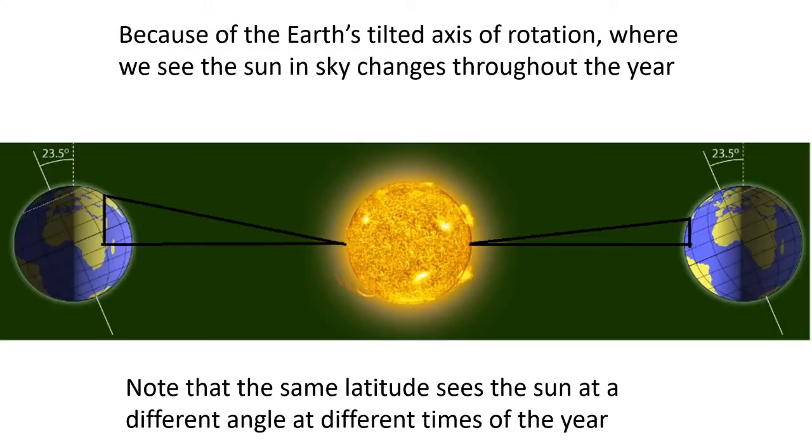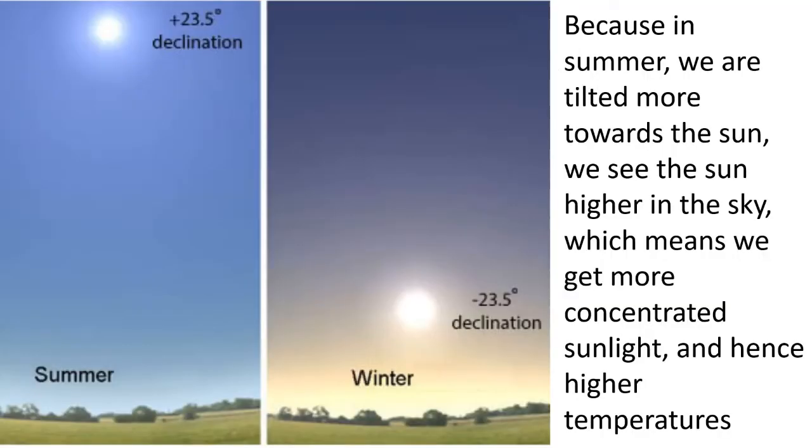Now, because the Earth is tilted as we go around the sun, we don't always see the sun in the same place in the sky throughout the year. We see it higher in the summertime and lower in the winter. It looks something like this, because in summer we're tilted more towards the sun, so the sun is higher up in the sky, as opposed to wintertime when we're tilted away. The angle of the sun in the sky is much different, and we see it much lower in the sky.